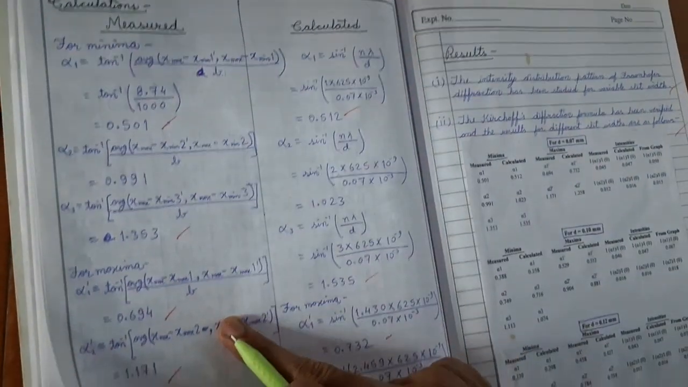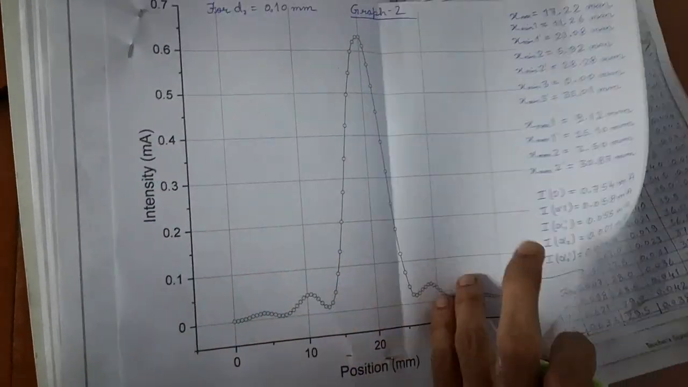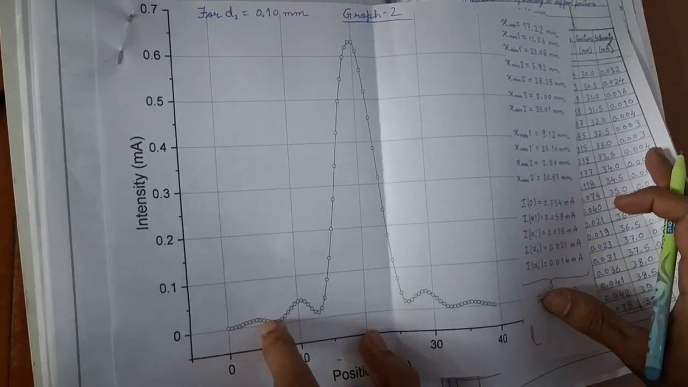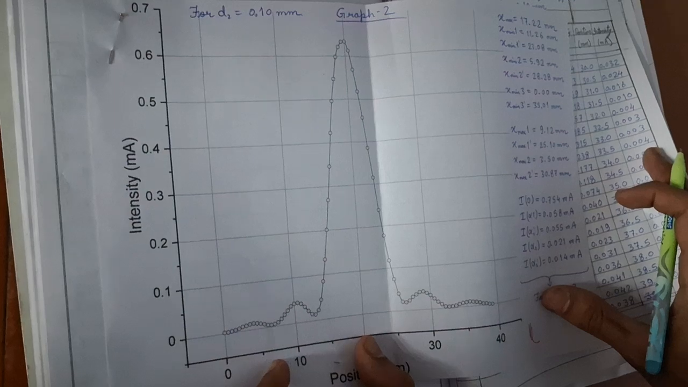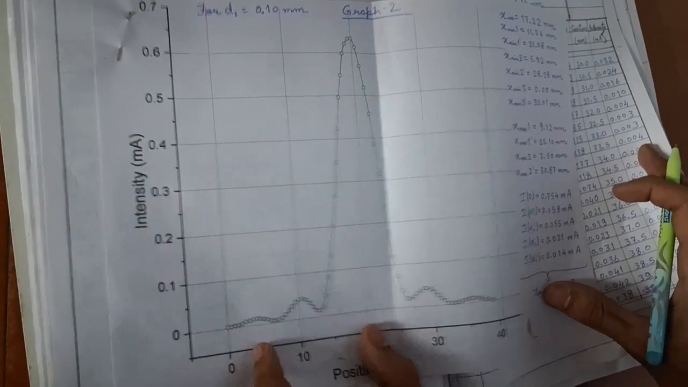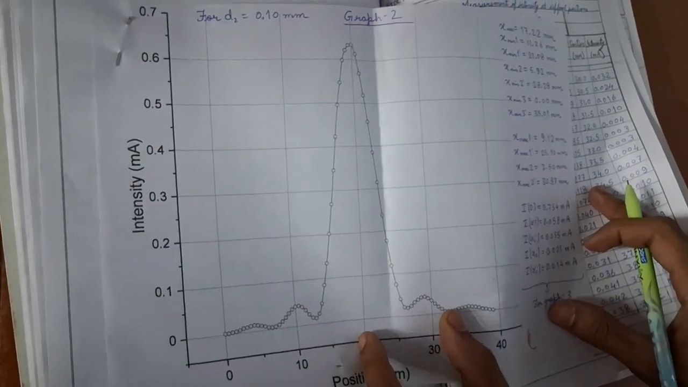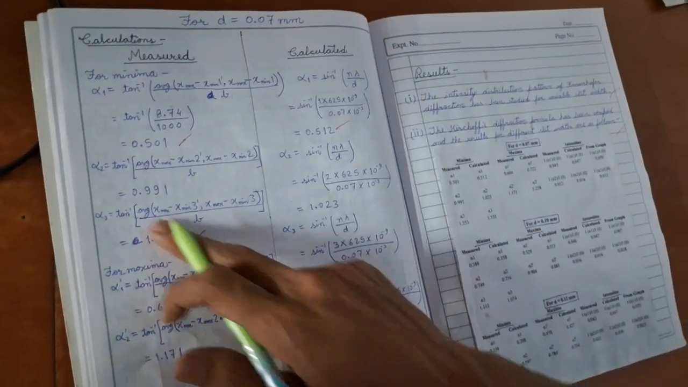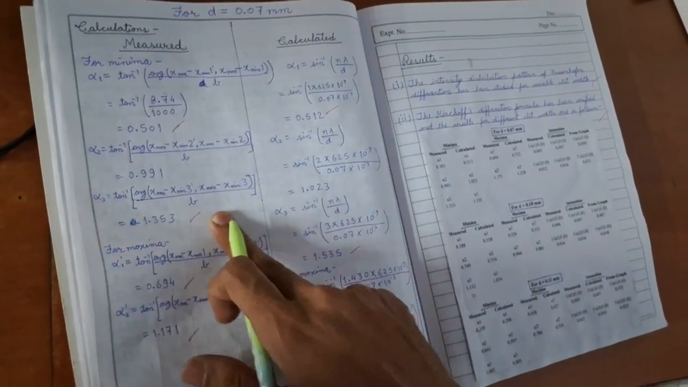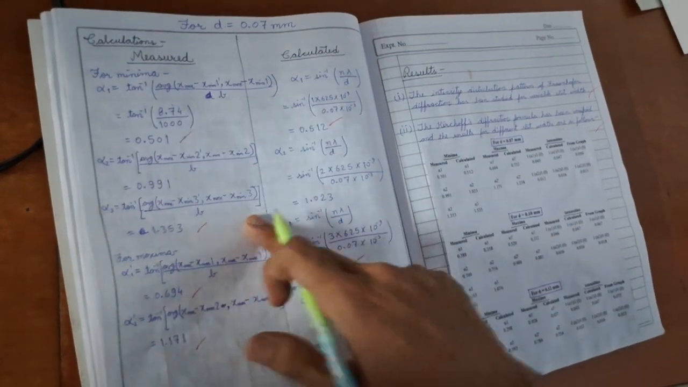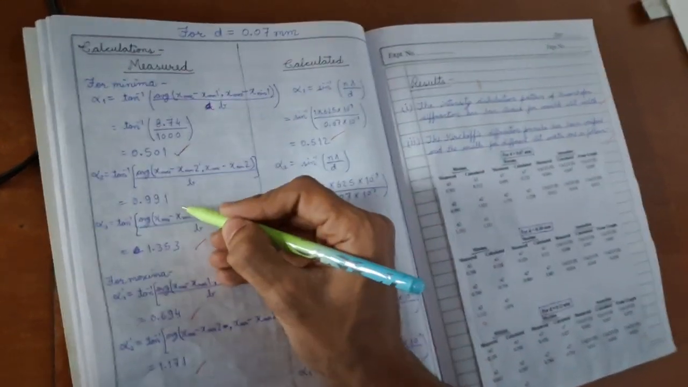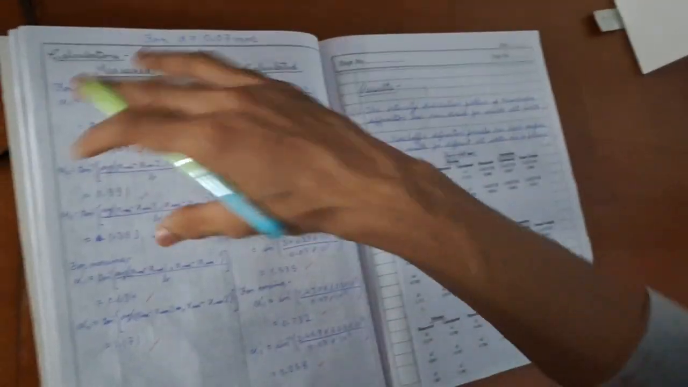Similarly you will calculate all the minimas from the positions. For the second minimum, you will take the average of this distance from the center peak, as well as the average of this distance, and it will give you the second and third minima. First minima is this, second minima is this, third minima is this. These are for the minima.